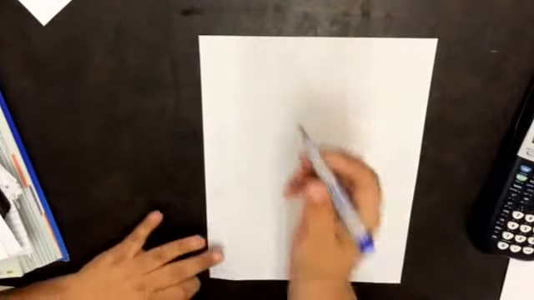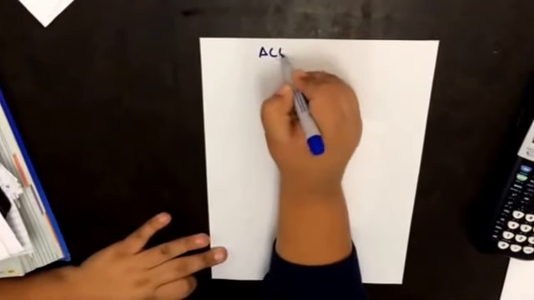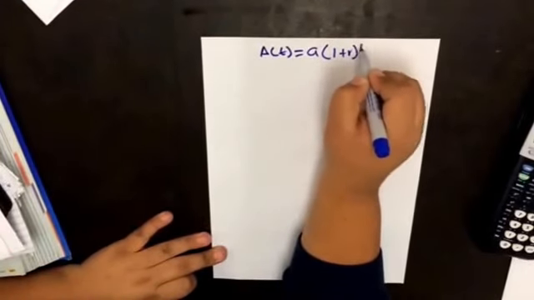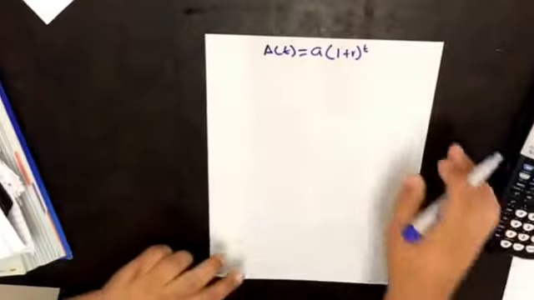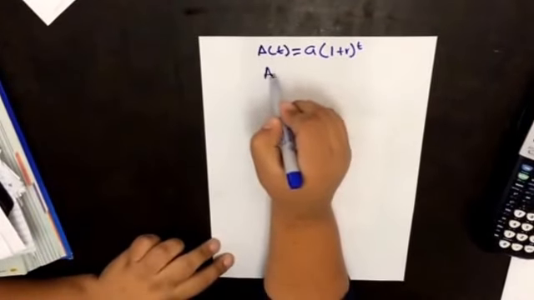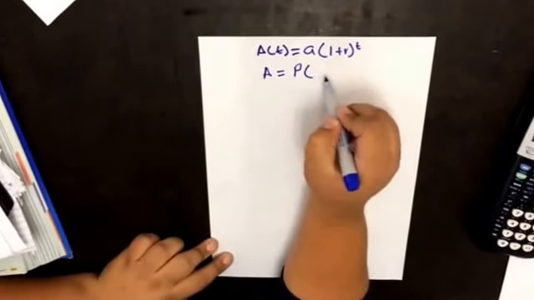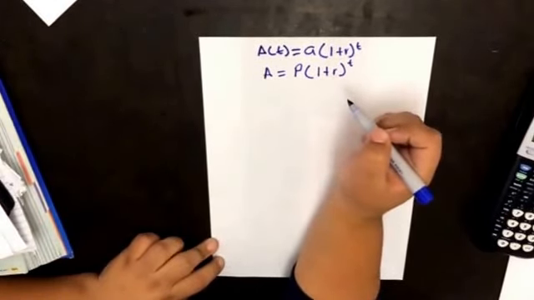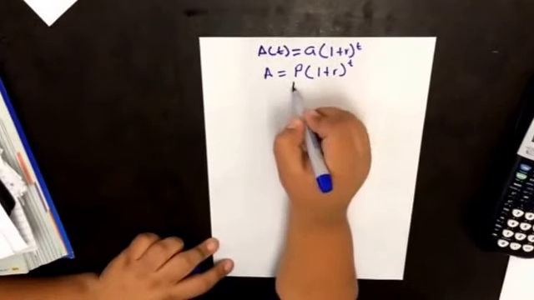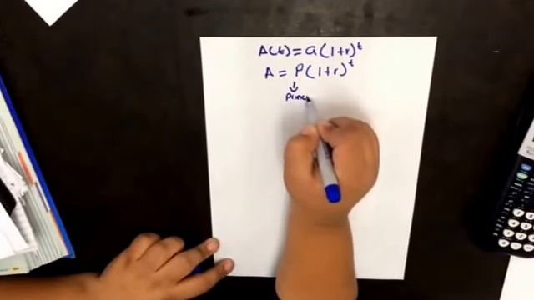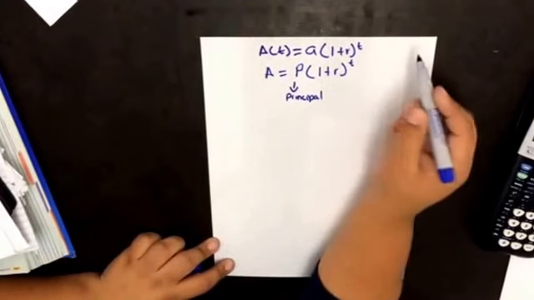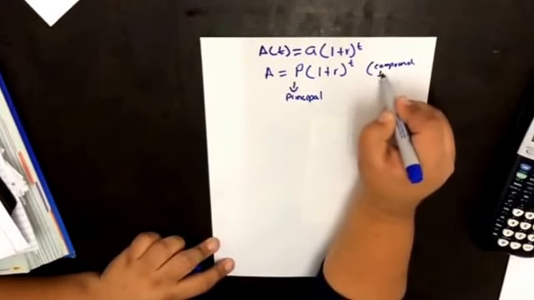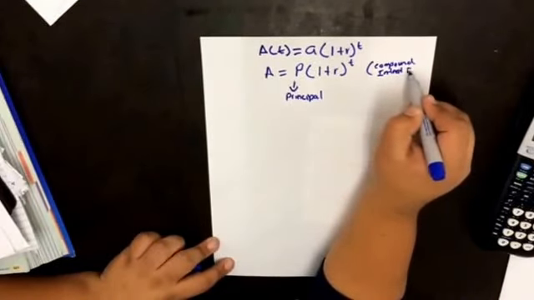So like I said before, A of t equals a times 1 plus r to the t. It can also be written as A equals P times 1 plus r to the t. P is just another word for initial amount, and we call it principal. So this formula is your compound interest formula.